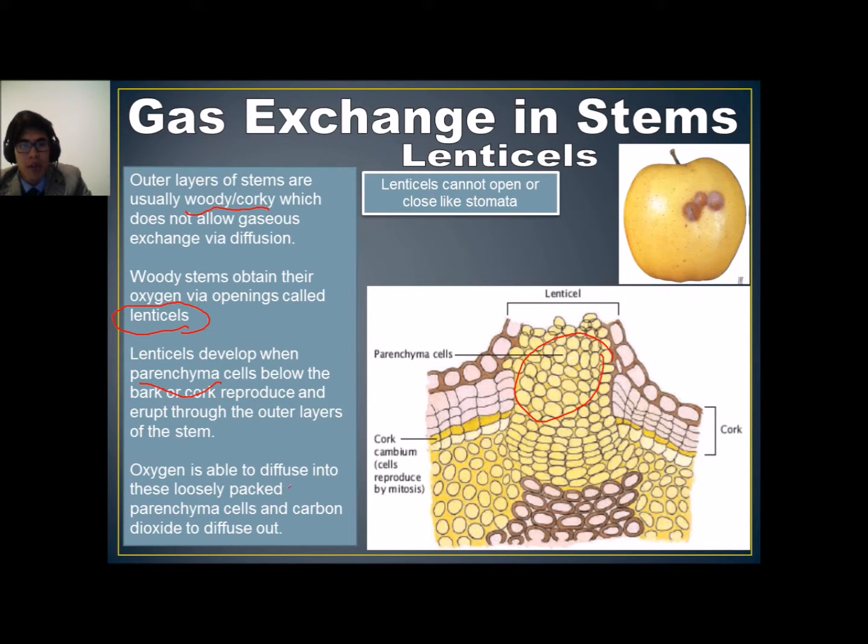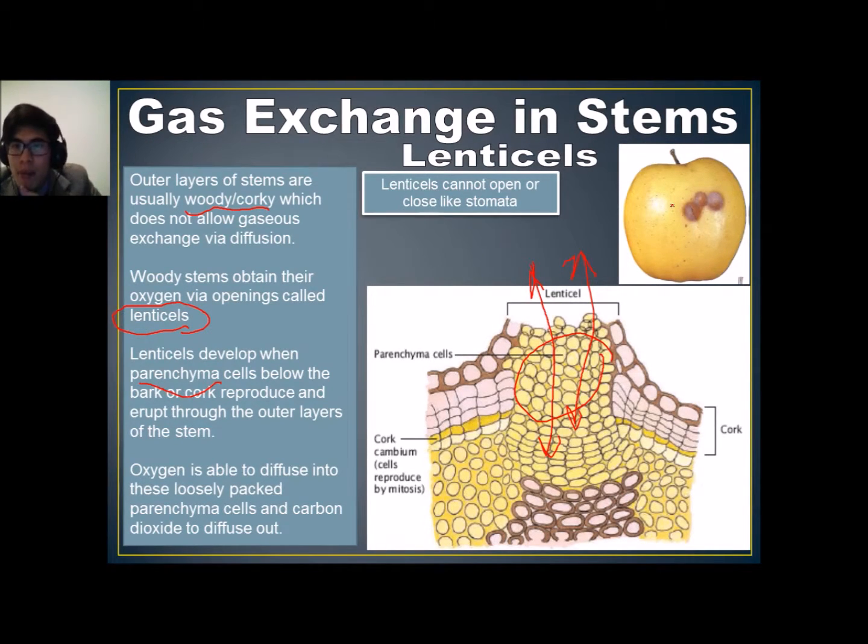So oxygen is able to diffuse into these loosely packed parenchyma cells, and carbon dioxide diffuses out. So gas can travel in and out of here because the parenchyma cells are loose, and it's opened up a lenticel, which is an opening. Lenticels can't open like a stomata, it just stays open.